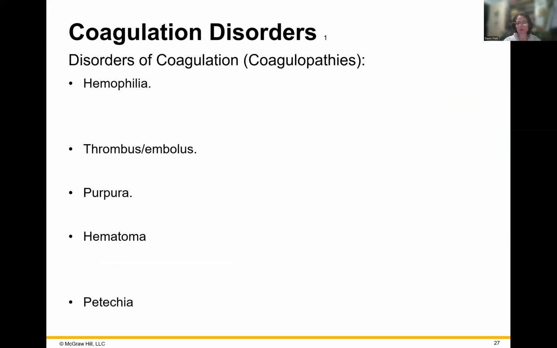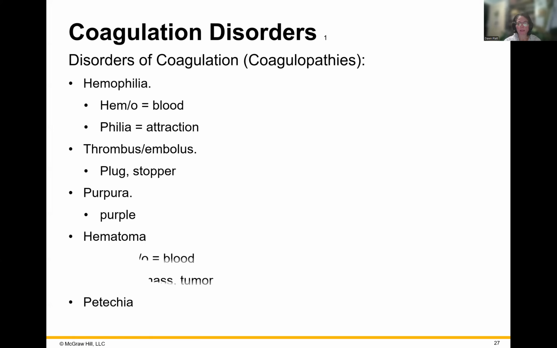And then now we go into the disorders of the coagulation. That means stopping you from bleeding. There are conditions where you would just continue to bleed, like hemophilia, or if you have a thrombus or an embolus that is preventing the blood from passing through your system, which is what you want it to do. The term purpura, hematoma, and then petechiae.